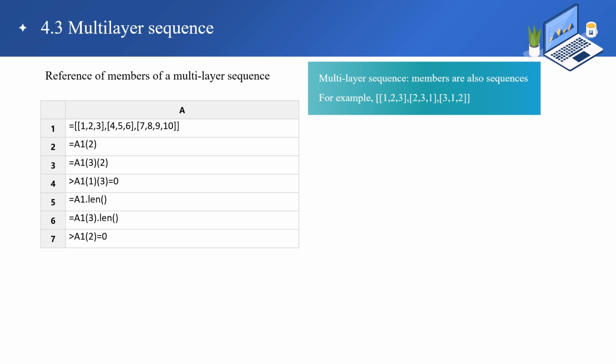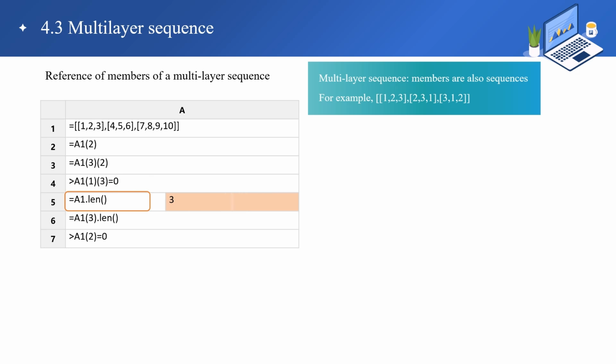Try to execute this code and observe the running results to understand the actions of member reference and assignment of multilayer sequence. The result of A2 is sequence 456. A3 gets the second member of the third member sequence, namely 8. After A4 is executed, the third member of the first member sequence becomes 0, which used to be 3.